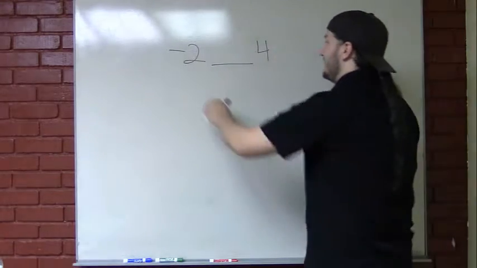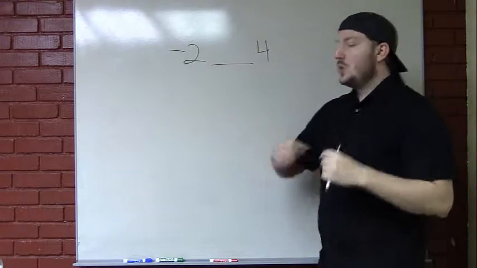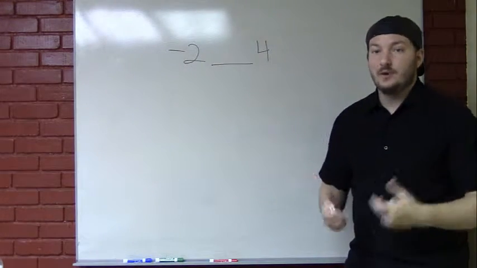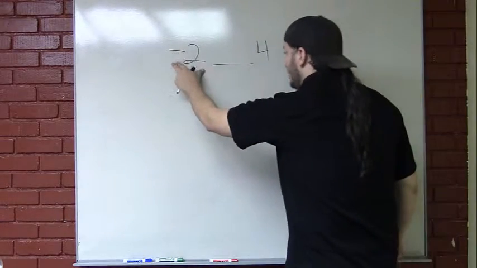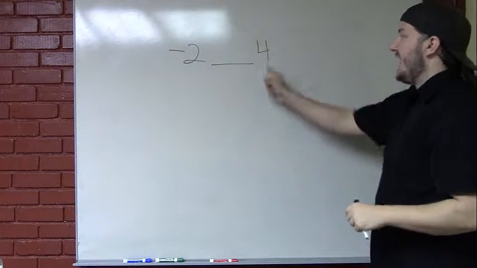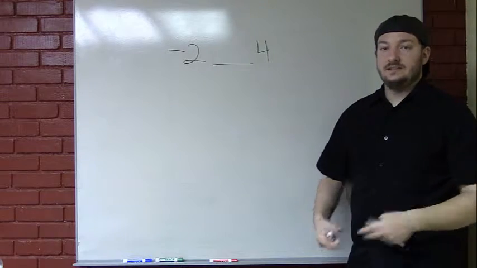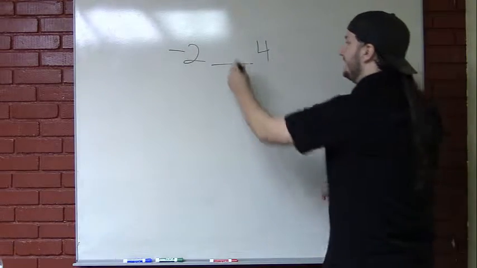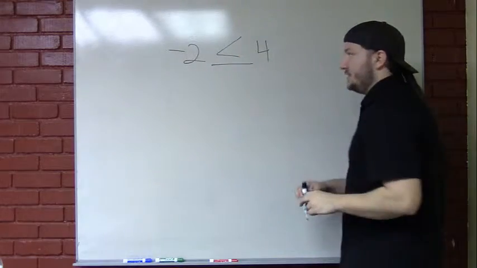So we got a negative 2, and we got 4. Again, who owes less money or who has more money? So this person owes someone $2. This person has $4. Okay, so the guy with $4 is going to have more money. So again, the alligator eats the bigger number. Okay.